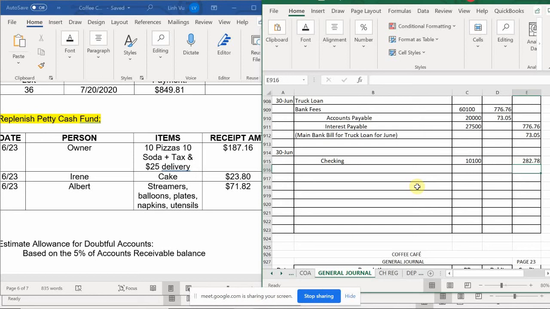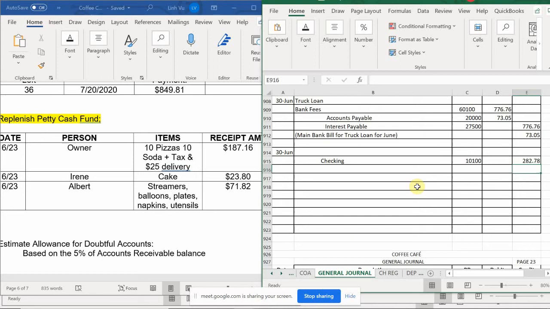How do we replenish a petty cash fund? Do we debit the checking account and credit the petty cash fund? That's to decrease the petty cash fund. So we credit the checking account and debit the petty cash fund. No, that's to increase a petty cash fund. That's what we want to do, right? Increase it to bring it back to the $500. We're not wanting to increase it at all. We don't want to increase the petty cash fund.